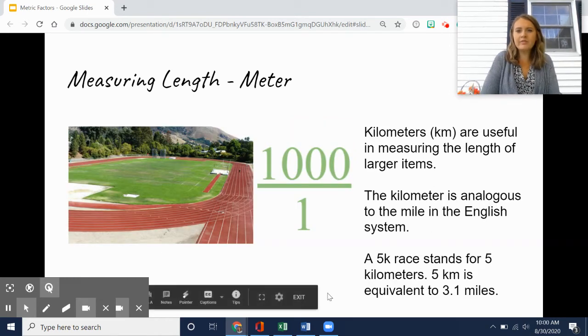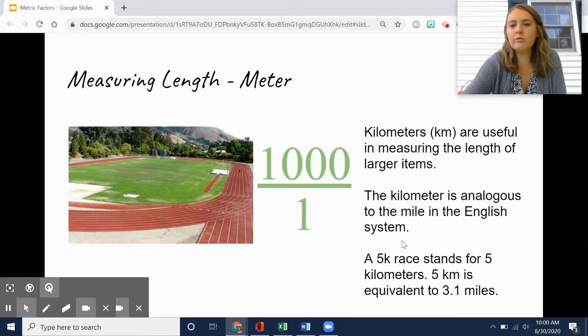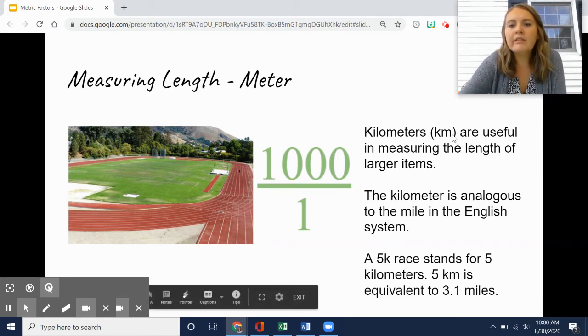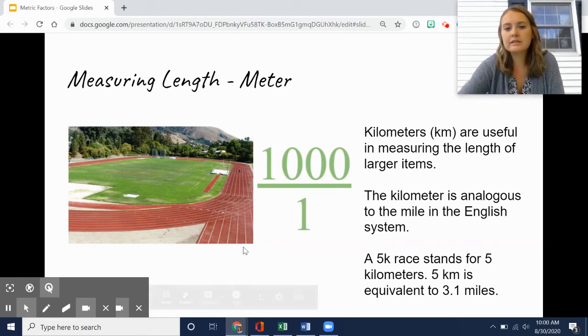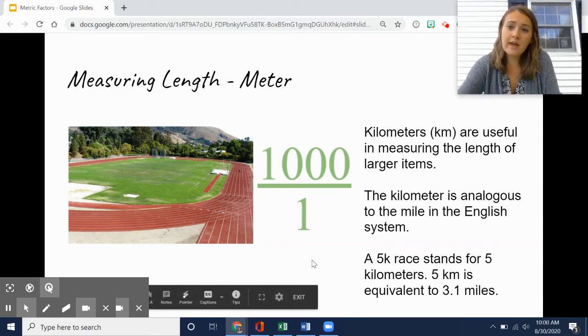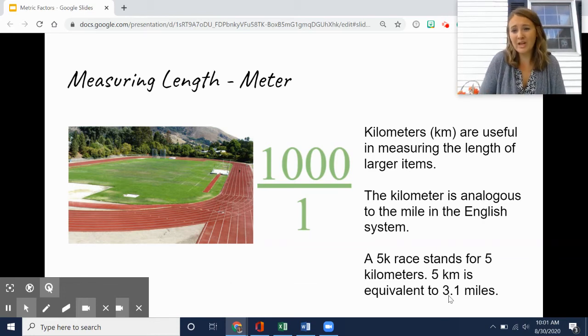All right, now we have the kilometer. Our symbol is km for kilometer. And these are useful for measuring very large lengths, okay? This is very similar to the mile in the English units. If you've ever run a 5K, the K stands for kilometers, and a 5K race is equivalent to 3.1 miles. So a kilometer is actually smaller than a mile, but it's very similar. It's a pretty long length compared to these meter sticks.